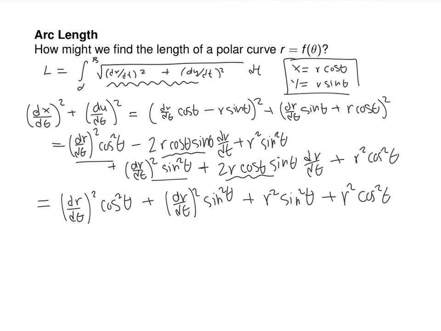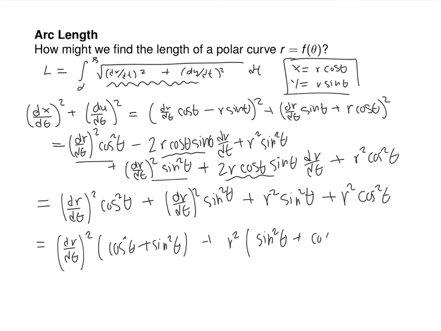And I chose to group those that way on purpose because now I'm going to take the greatest common factors out of these two groups. Dr d theta quantity squared times cosine squared theta plus sine squared theta, plus r squared times sine squared theta plus cosine squared theta. So both cosine squared theta plus sine squared theta and sine squared theta plus cosine squared theta are equal to 1. So in the case of a polar curve, that stuff under the radical simplifies to dr d theta squared plus r squared.